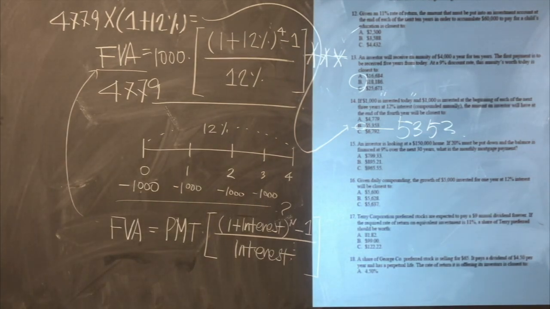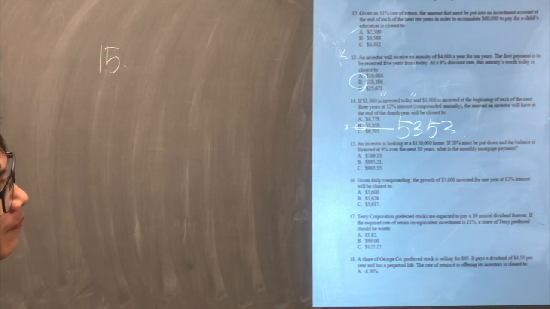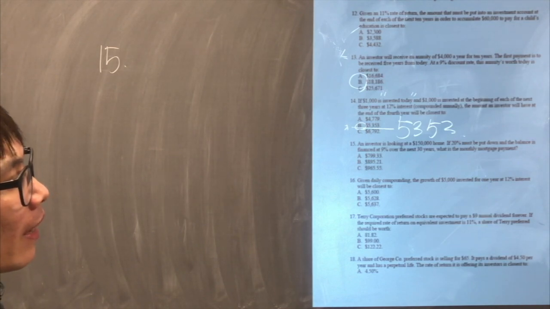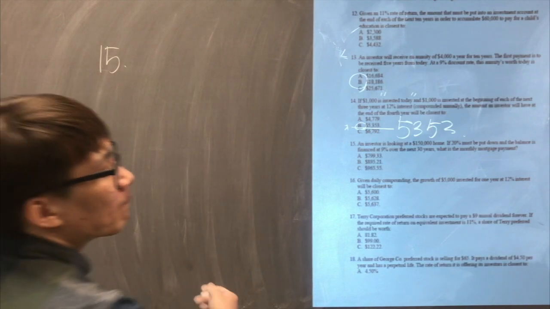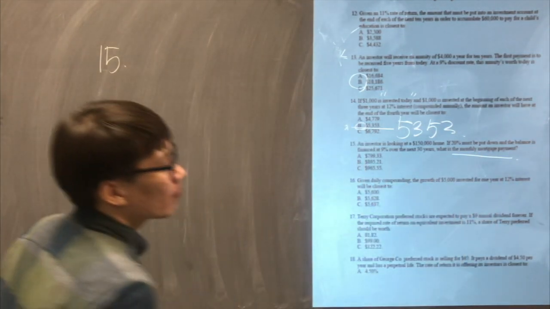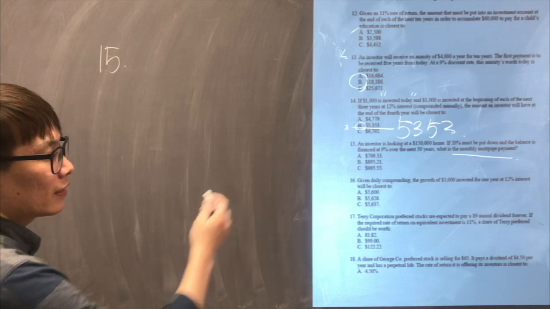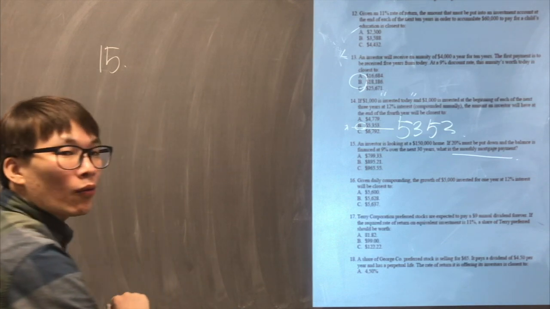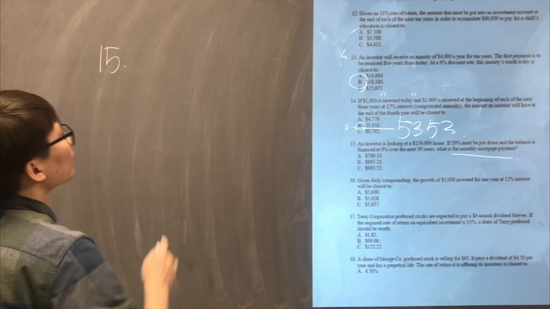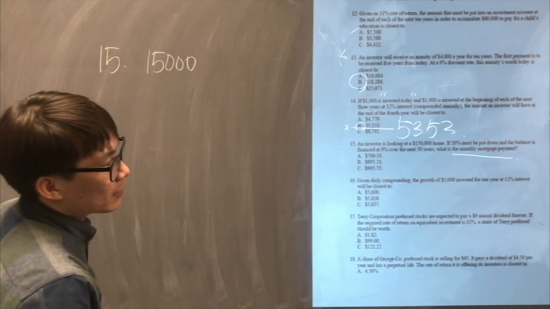Alright. 15. An investor is looking at a 150,000 home. If 20% must be put down and the balance is financed at 9% over the next 30 years, what is the monthly mortgage payment? Usually we deal with yearly payment, right? In this case, monthly. Alright? So let's start. What is our present value? 150,000. However, 150,000, but 20% must be put down.